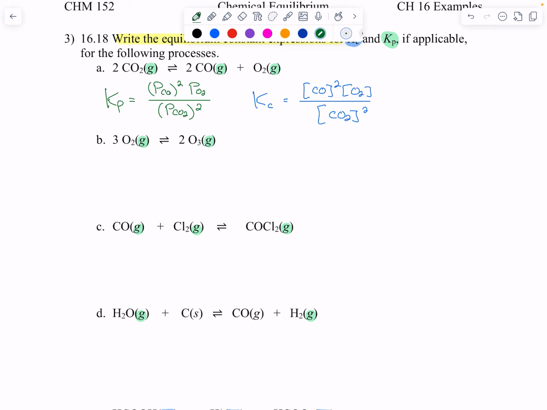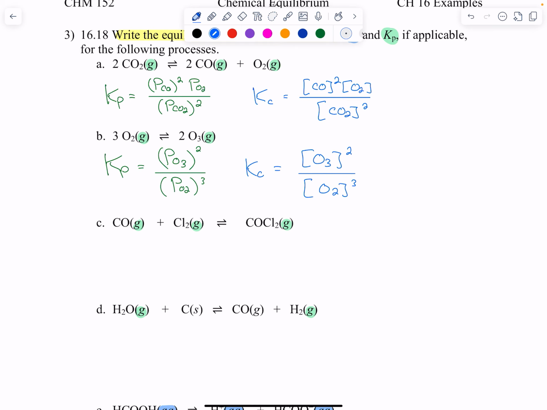All right, so for B, not P, let's go with K. Kp is equal to products, pressure of O3 squared, all over the pressure of O2 cubed. Kc would be the concentration of O3 squared, all over the concentration of O2 to the third power. That's all we're doing, right? And so the 3 and the 2, right? Hopefully you're picking up what we're putting down here.